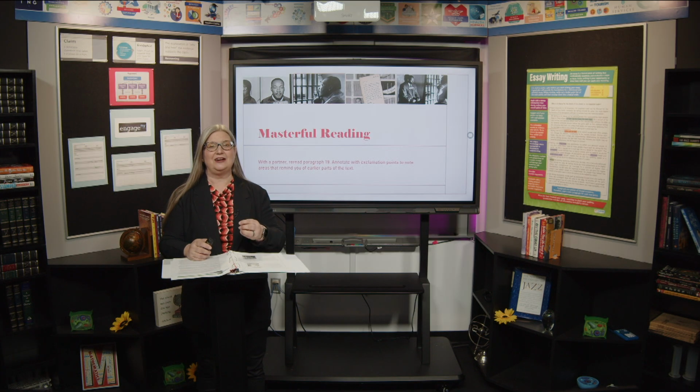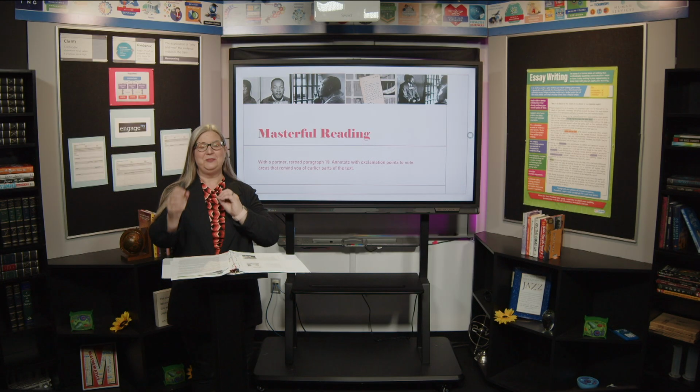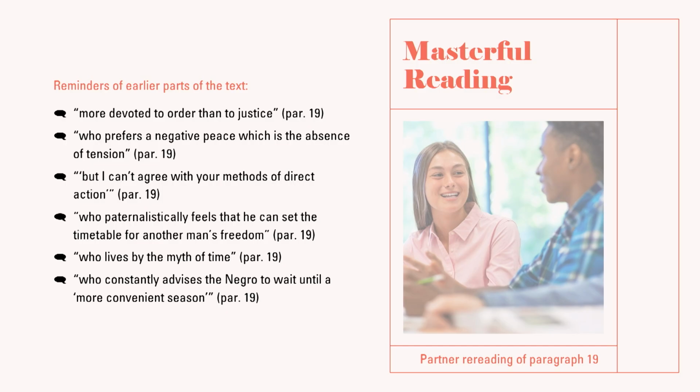Great job. Let me show you some of the areas that I identified. You may have some additional areas, but you might not have all of these, so make sure you have as many areas as you can that point back. Let's look at the board. More devoted to order than to justice, who prefers a negative peace, which is the absence of tension, who paternalistically feels that he can set the timetable for another man's freedom, who lives by the myth of time, and who constantly advises the Negro to wait until a more convenient season. You should have identified areas where Dr. King goes back and points to other parts of the text.